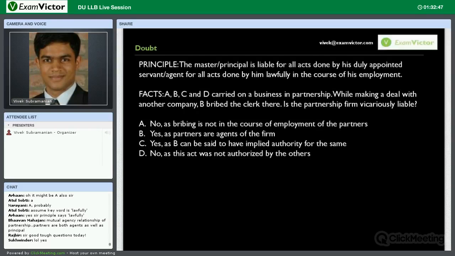Firstly, the first choice says no, as bribing is not in the course of employment of the partners, and the last choice says no, because this act was not authorized by the others. Since we have to tick one of them, I would have preferred that lawfully had been used in one of the options. Since it's not there, I think the nearest correct answer should be A, no, as bribing is not in the course of employment of the partners, and therefore the other partners are not liable for this act of partner B.